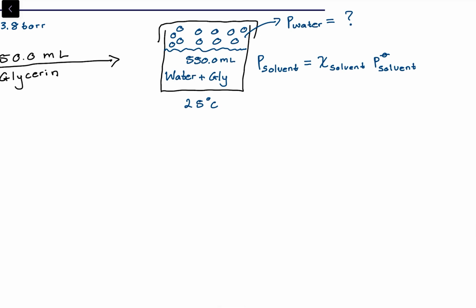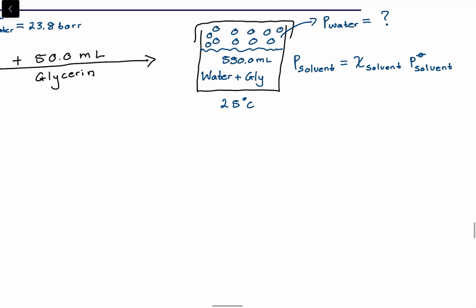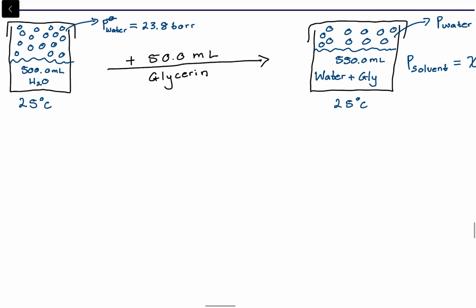We have the standard vapor pressure at this temperature. So we just basically need the mole fraction, and then we'll be ready to go. So we need to calculate the number of moles of water, and we need to calculate the number of moles of glycerin. So that's mass of water divided by molar mass of water.